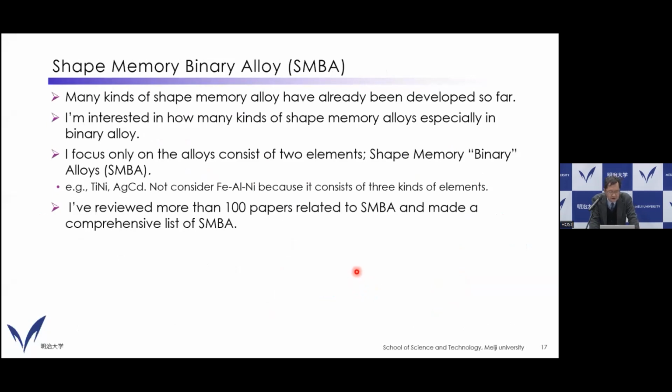So there are many kinds of shape memory alloy that have already been developed so far. I'm interested in how many kinds of shape memory alloy there are, especially binary alloys. I focus only on alloys consisting of two elements, shape memory binary alloys. For example, titanium nickel, silver cadmium, but I do not consider iron aluminum nickel because it consists of three kinds of elements. I've reviewed more than 100 papers related to shape memory binary alloys and made a comprehensive list of shape memory binary alloys.